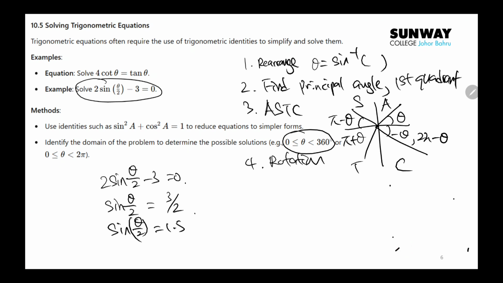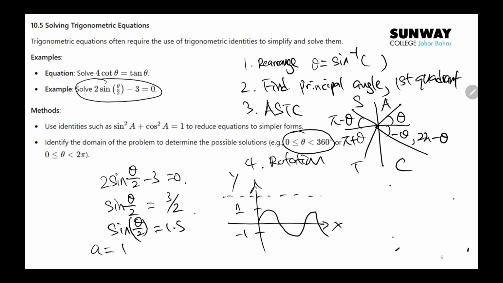Now, from the previous slide, you learned that in this particular case, the value of a is 1. In other words, no matter how this graph looks, the maximum value that it can get to is positive 1. But you're trying to find the point of intersection between 1.5 and 1. Obviously, there's no such thing. So this is the case where there are no solutions.